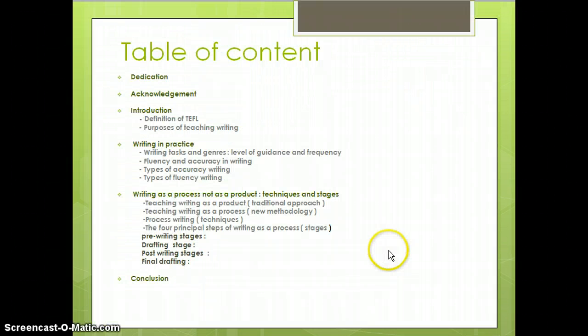I'm going to talk about the first part of our research paper. Firstly, I will start with the introduction. Secondly, I will talk about the definition of TEFL. Finally, I will present the purposes of teaching writing.